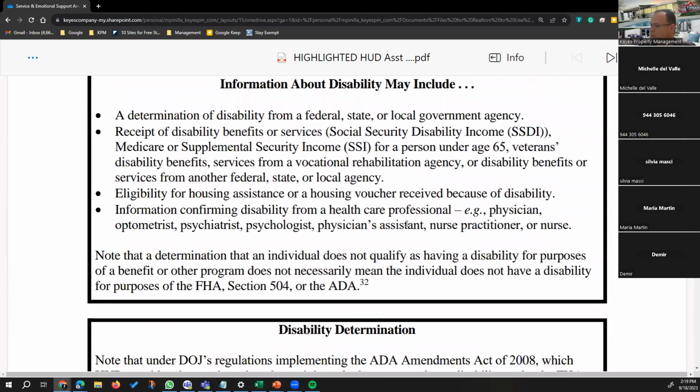Okay, so this is good information for you right now because everybody has doubts about this. What is good information? A determination of disability from a federal, state, or local government agency. Receipt of disability benefits from Social Security, Medicare, veteran disability benefits, service vocational rehabilitation center. All this information gives you good or reasonable information that can provide you with the answer of yes, we should move forward with allowing this tenant to have a reasonable accommodation and have that animal in the place.